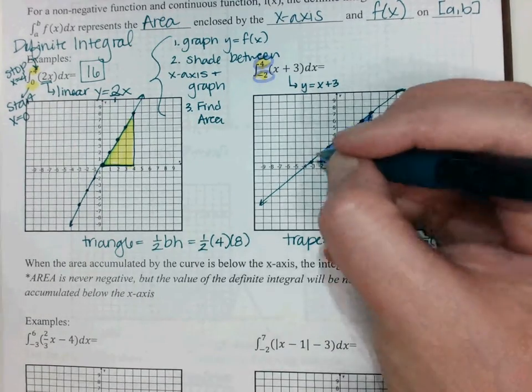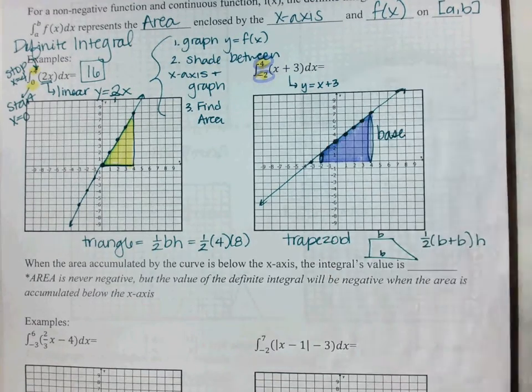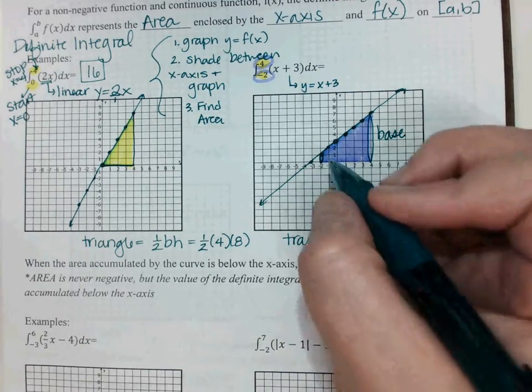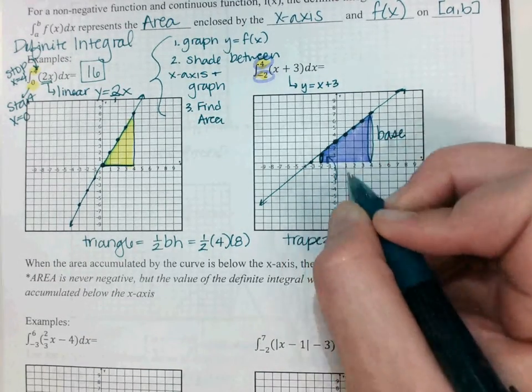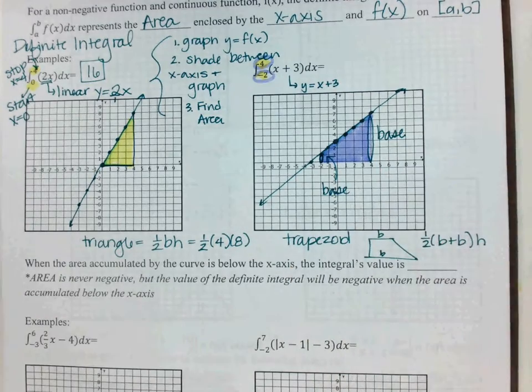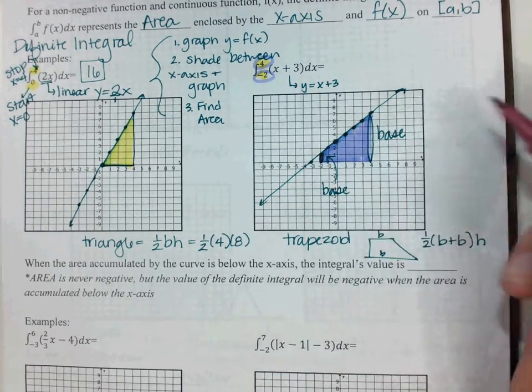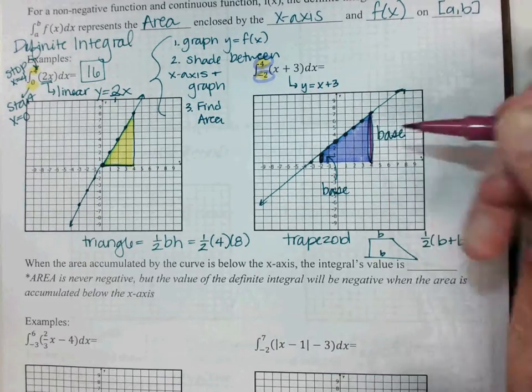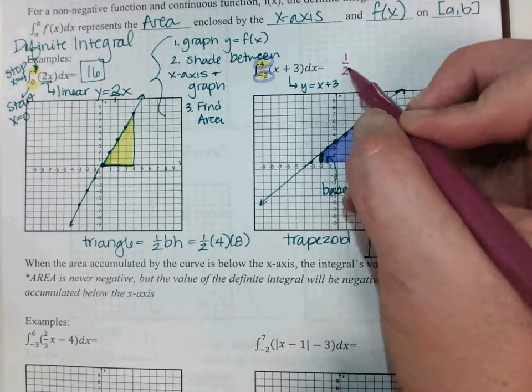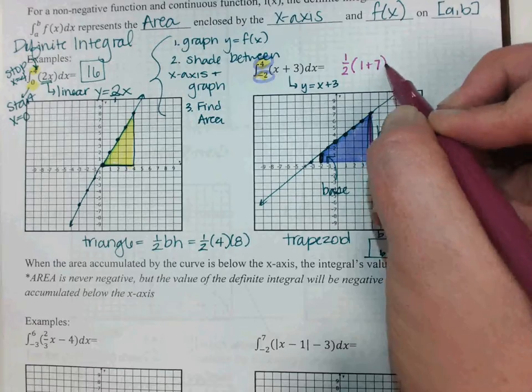And then this little short side here, that's my other base. So my bases are actually, it's kind of like your trapezoid, tipped over. Okay? So this is your other base there. Now let's count how tall the bases are. From here to here, how tall is this little short base? 1. How tall is the longer base? 7. So I'm going to have 1/2, 1 plus 7.